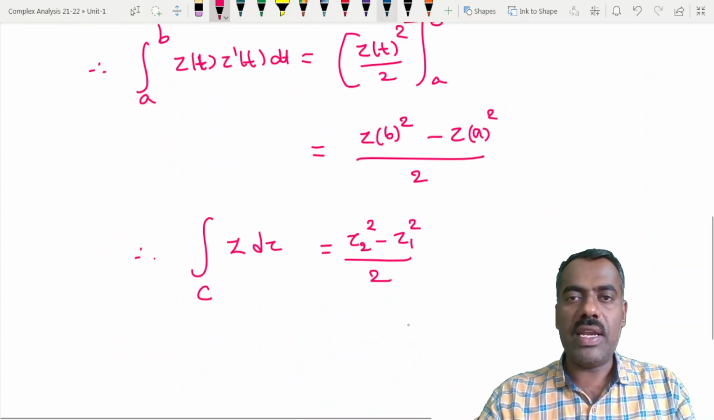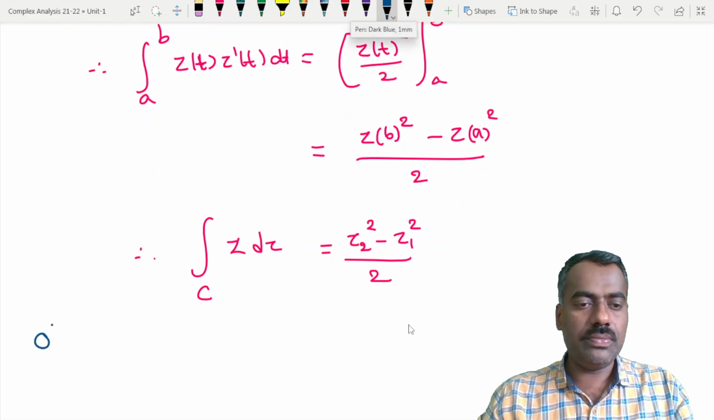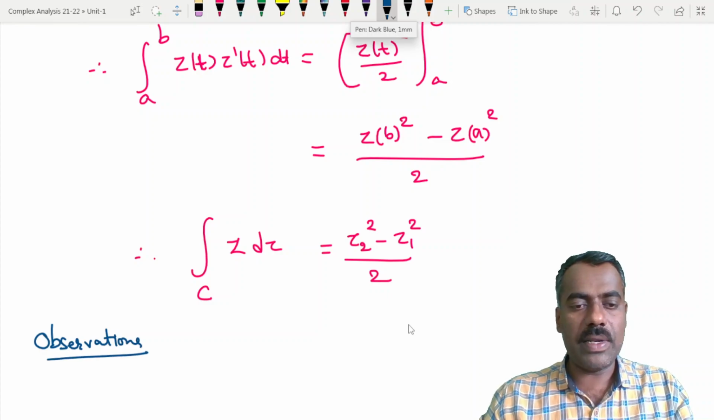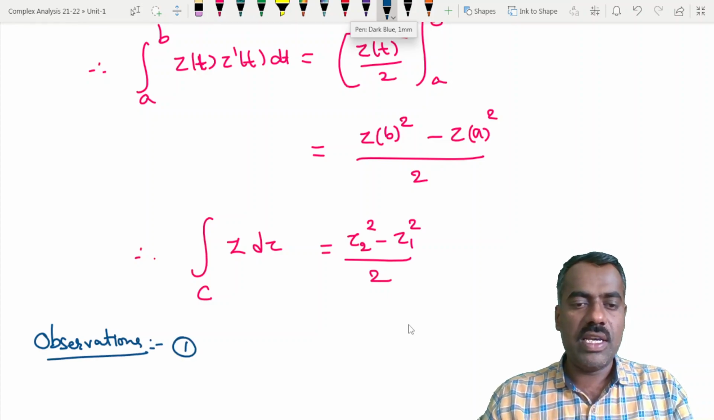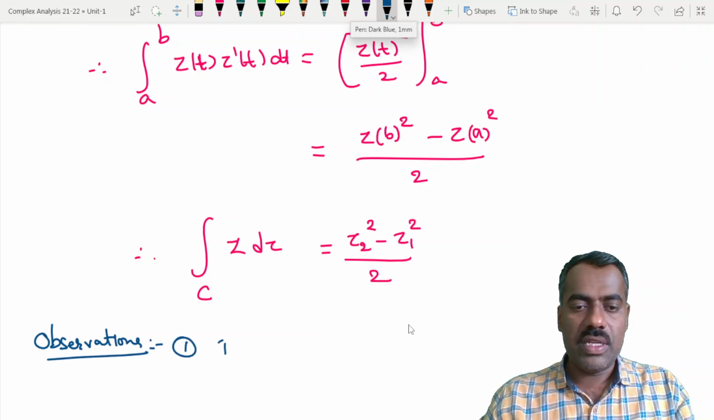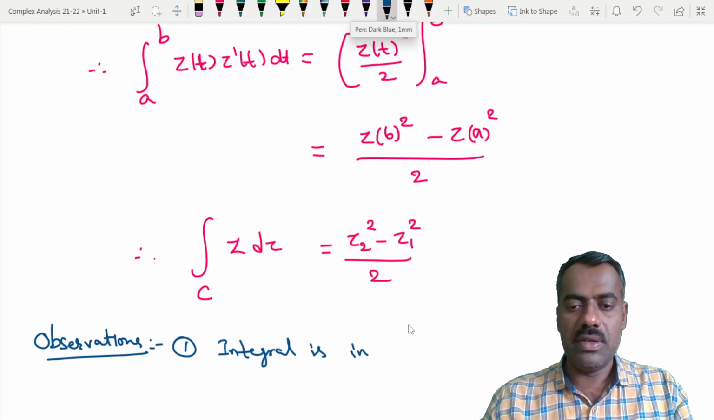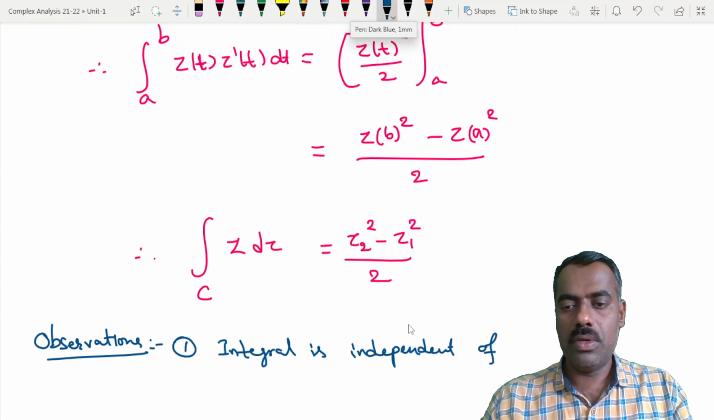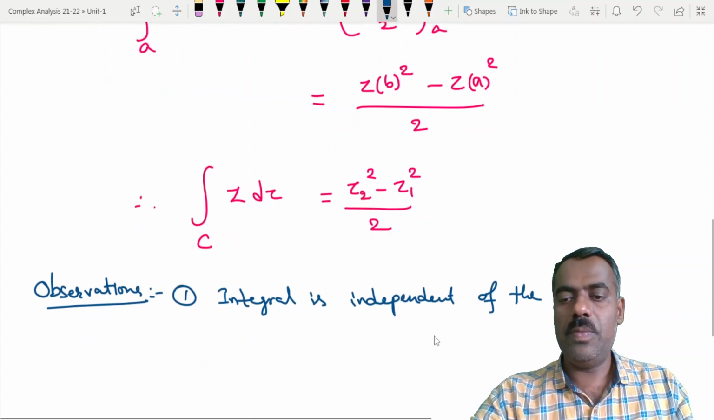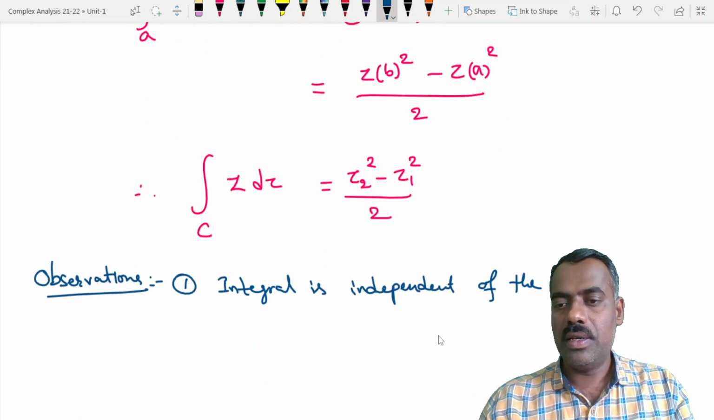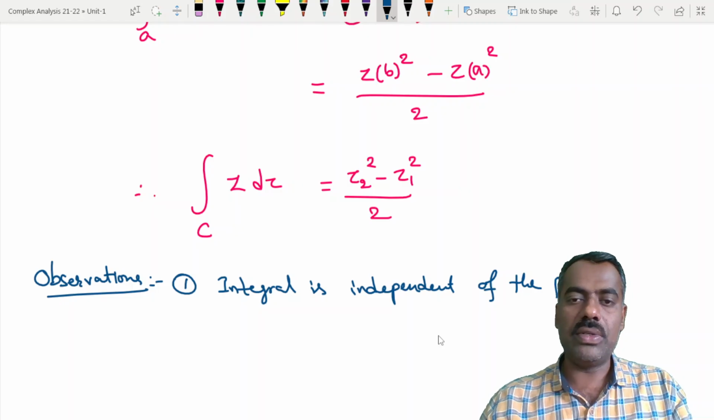So we can have some observations here. Compared to the other example from last time, first of all, the value of the integral is independent of the path we choose. What matters is only the endpoints.